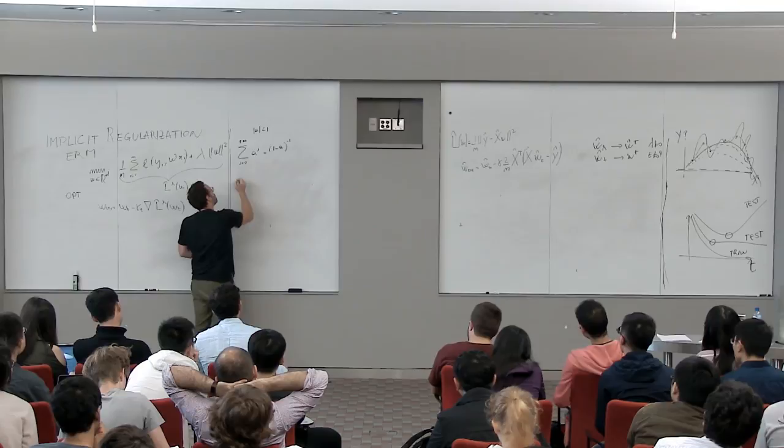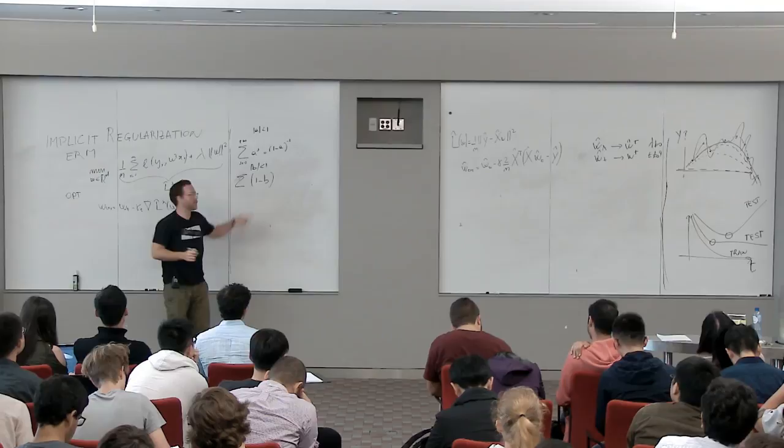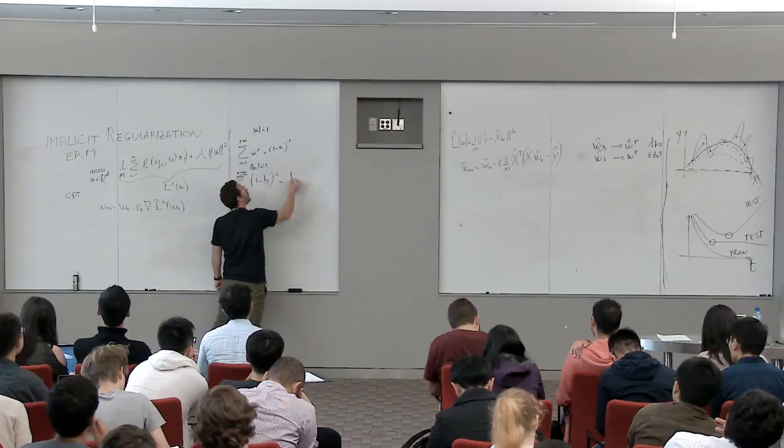Okay, now this is what we're going to need. If you take b smaller than 1, you can also rewrite this like this. So far, so good.